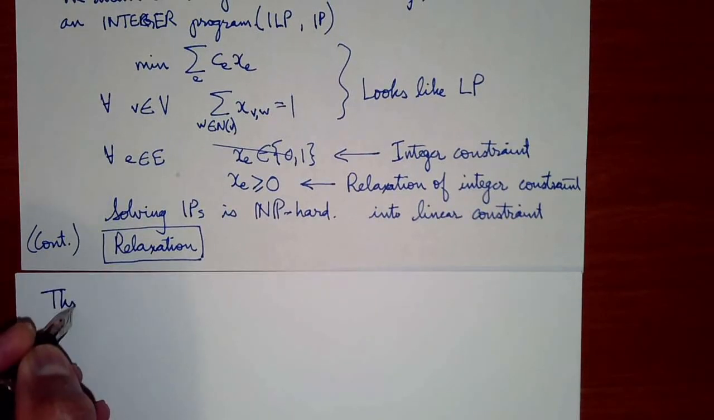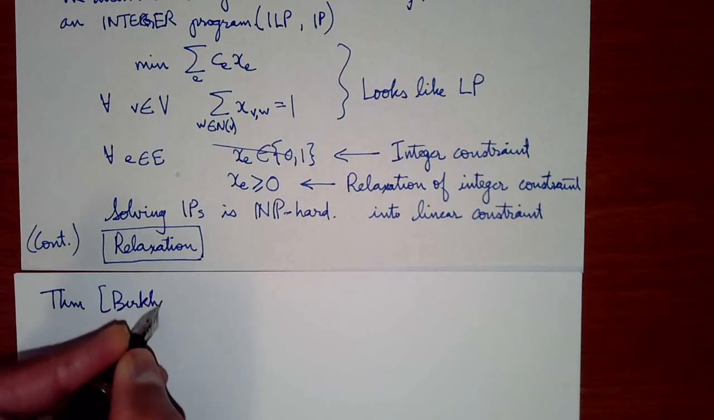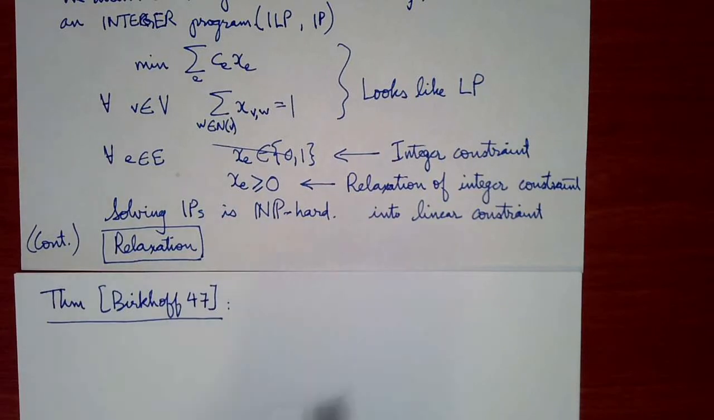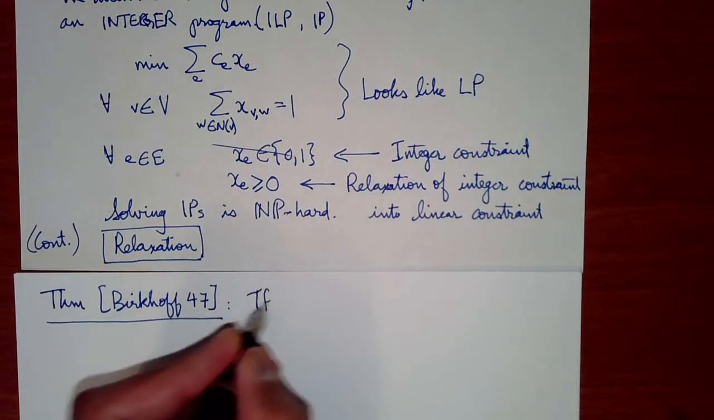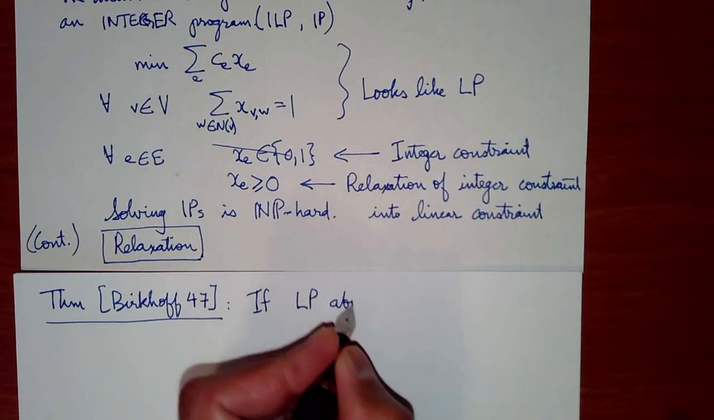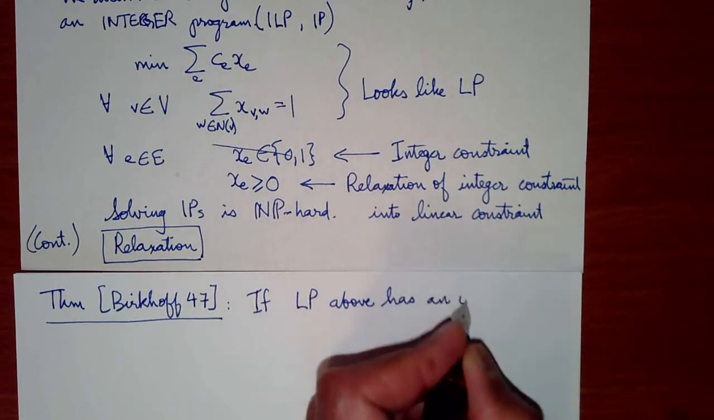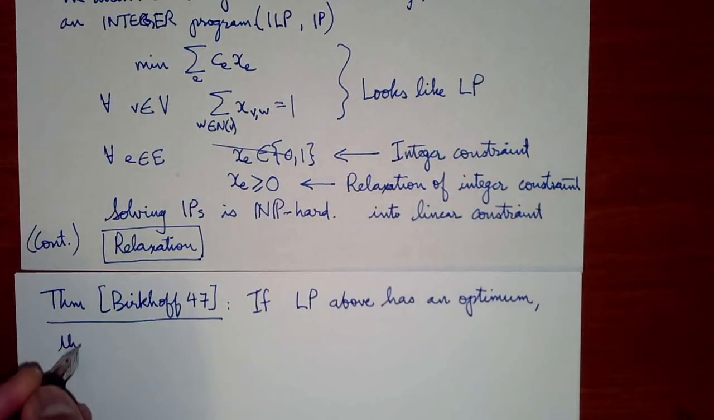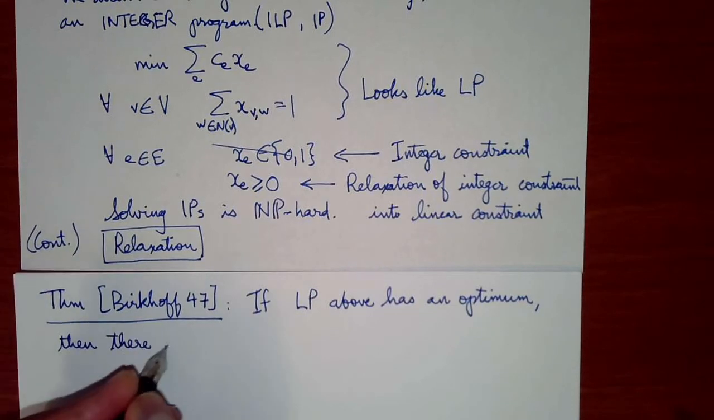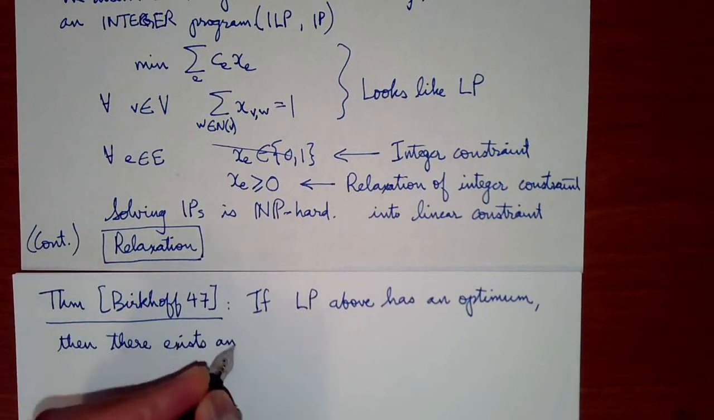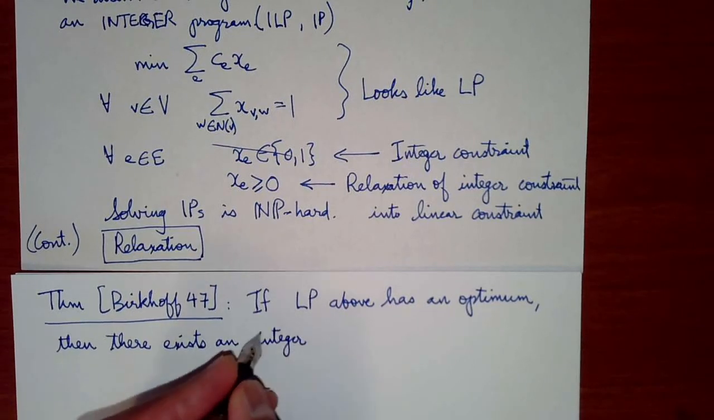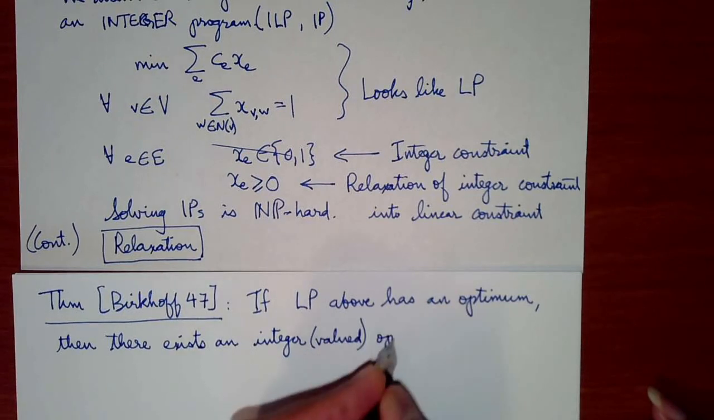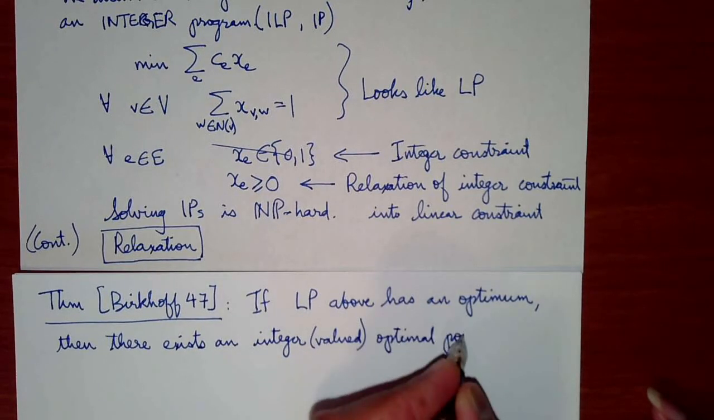And this is a theorem of Birkhoff from 1947, which says that if the LP above has an optimum, then there exists an integer optimum. And technically I mean an integer valued optimal point.